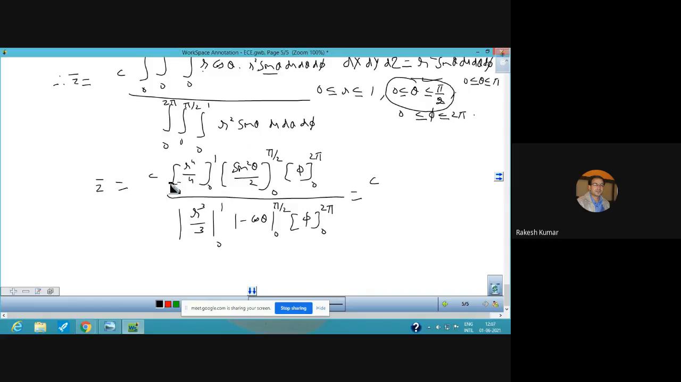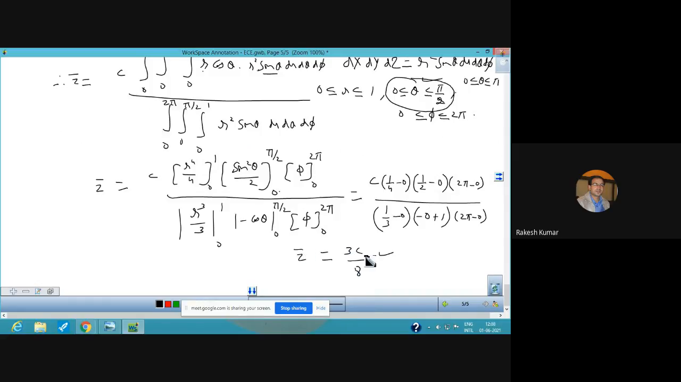Now you can have this c. Putting the upper limit, it will be 1 by 4 minus 0, for the lower limit 0, this is 0, and this is pi by 2. Sine square pi by 2 is 1, and the denominator is 2, and sine square 0 is 0, and here you will get 2 pi minus 0. Similarly, in the denominator, we shall have 1 by 3 minus 0, and here you will have plus 1, and this is 2 pi minus 0. So combining, you will have 3c upon 8.